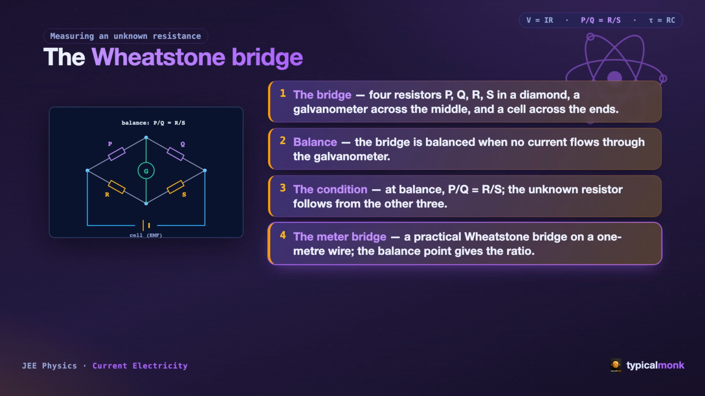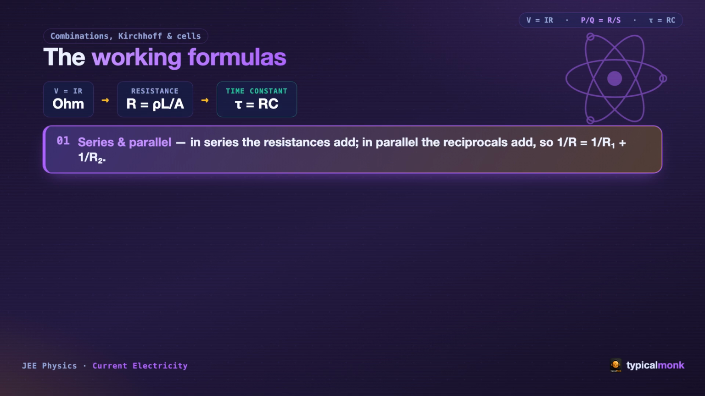And the meter bridge. It is a practical Wheatstone bridge built on a 1-meter wire. The balance point along the wire gives the ratio directly. Now the working formulas, the ones the exam turns into marks. The ribbon holds the anchors: Ohm's law, resistance, and the time constant.